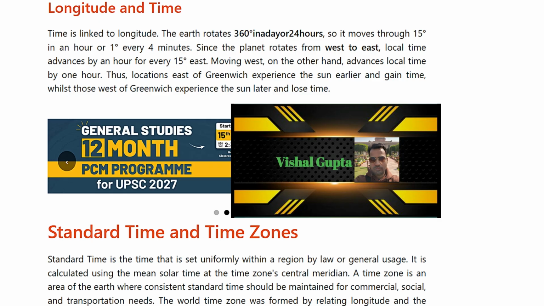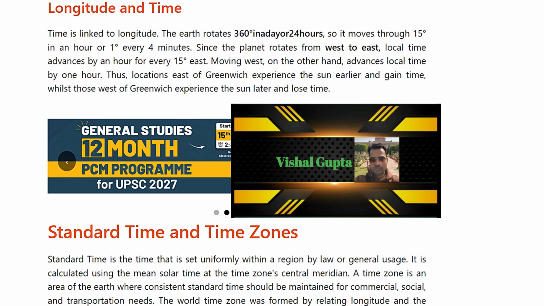Thus, locations east of Greenwich experience the sun earlier and gain time, while those west of Greenwich experience the sun later and lose time. Standard time and time zones. Standard time is the time that is set uniformly within a region by law or general use. It is calculated using the mean solar time at the time zone's central meridian.